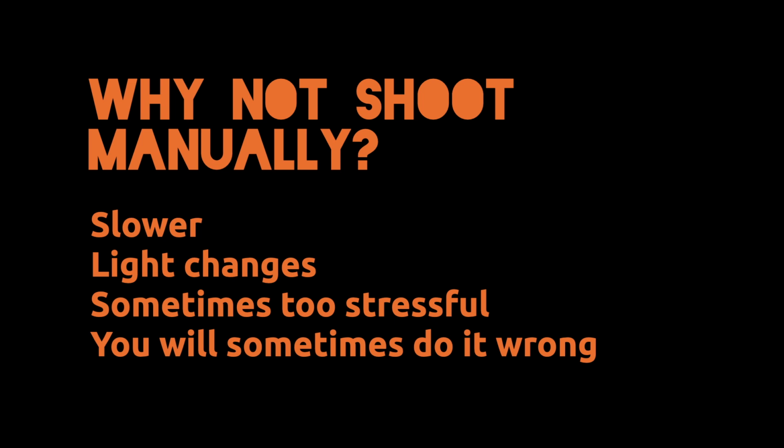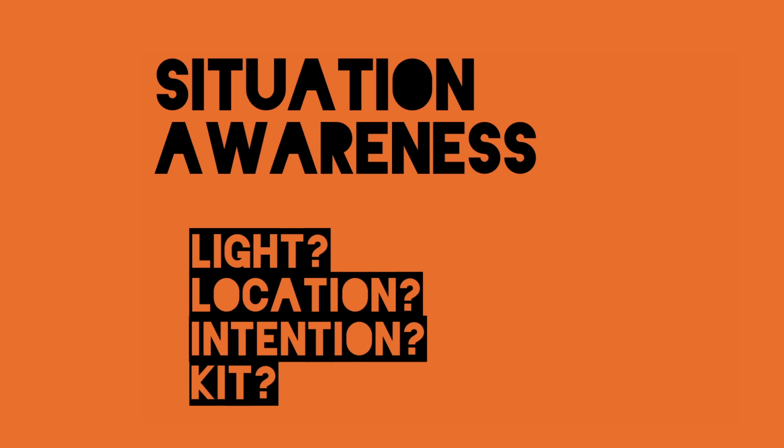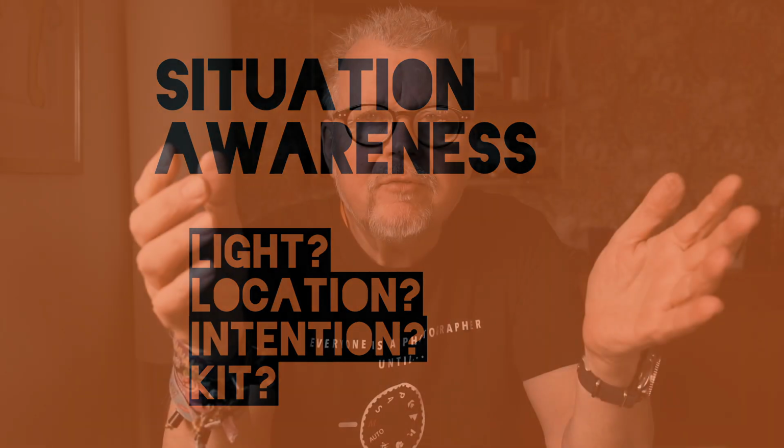And of course, when learning, you will sometimes do something wrong. But to err is a way to learn. When you begin shooting something or somewhere, you need some situation awareness. You need to have an opinion of the light. You get yourself an overview of a location. And what's your intention? What sort of pictures are you going to take here and now? And what kit have you brought?